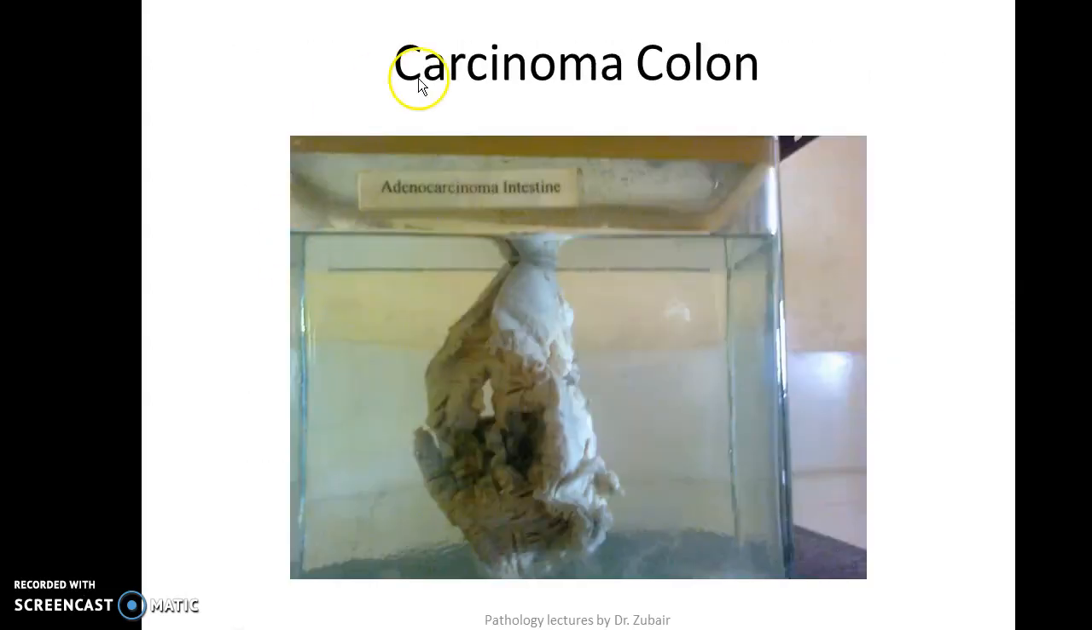The next specimen here is of an intestine. What you find here is an ulceroproliferative growth in the lumen of the intestine. So this is another favorite specimen for the examiners. They will ask you, what is your diagnosis?